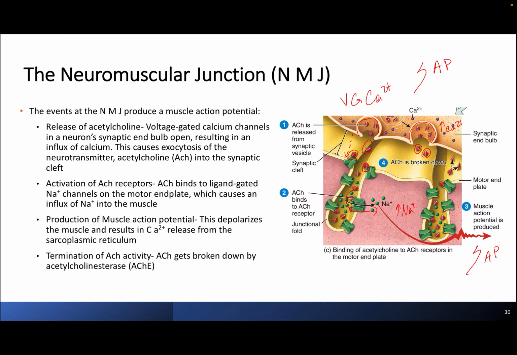Now, what about when we're done? We've had enough. We're done with the binding. What we're going to do is call in an enzyme called acetylcholinesterase, and it's going to come in and chop, chop, chop, and break down all of these little extra acetylcholine molecules so that we don't get any more binding. This is going to ultimately shut our ligand-gated sodium channels, allowing for a drop in our intracellular sodium. So that's what's happening.